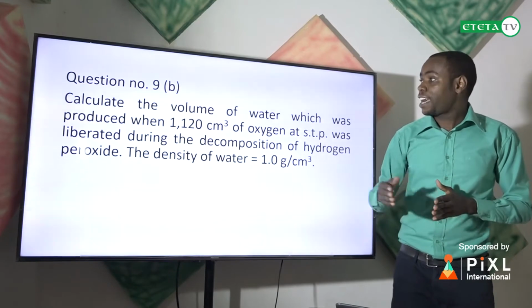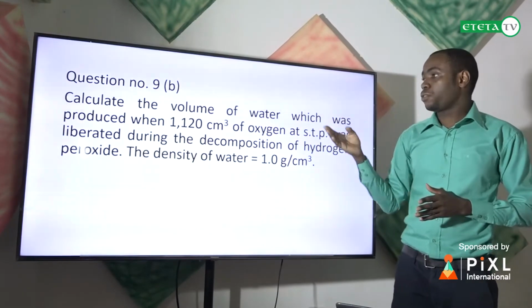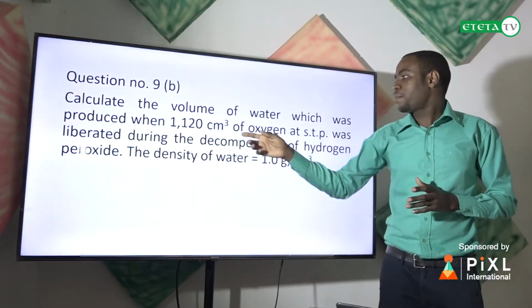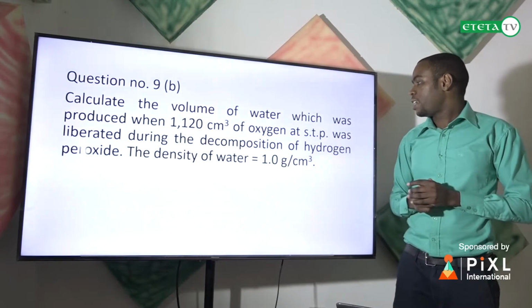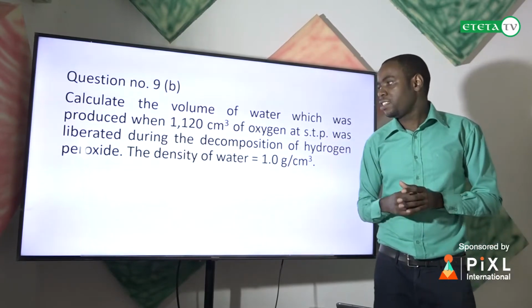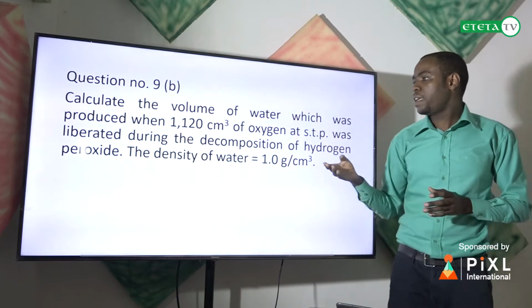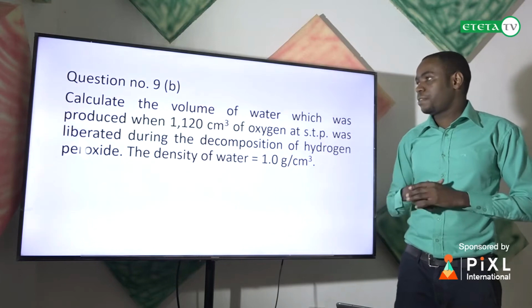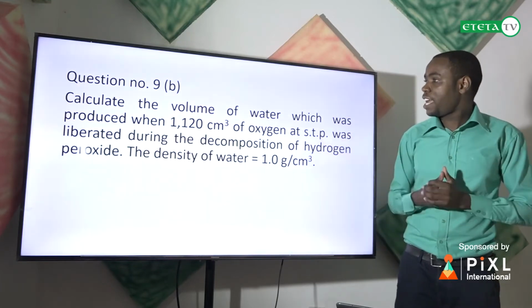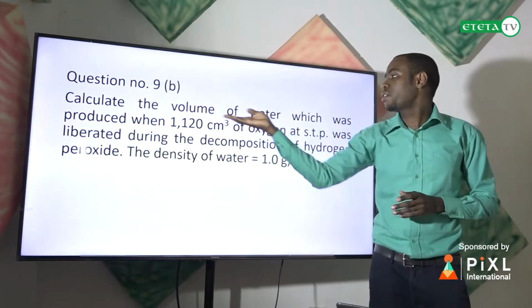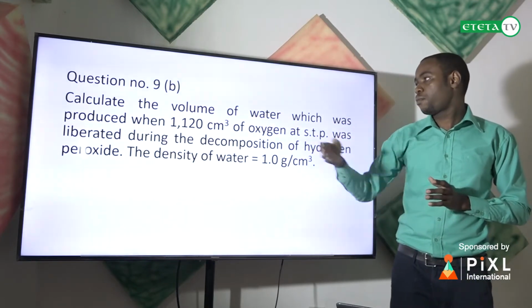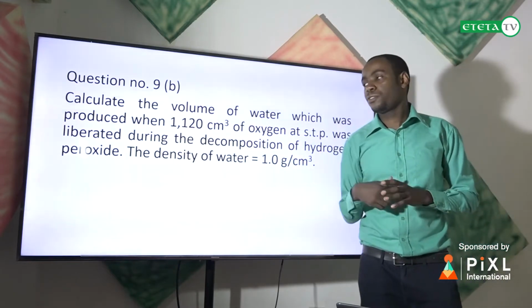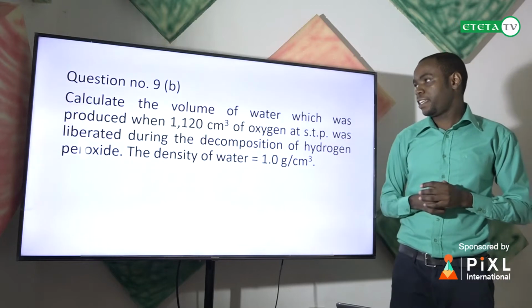I'm repeating again. Calculate the volume of water which was produced when 1,120 centimeter cube of oxygen at STP was liberated during the decomposition of hydrogen peroxide. The density of water is 1 gram per centimeter cube. So from this question, you have been asked to calculate the volume of water, and what you have been given is the volume of oxygen which was liberated.